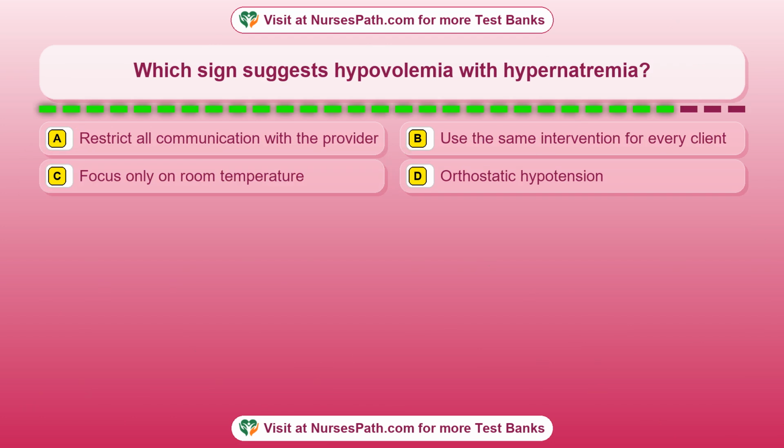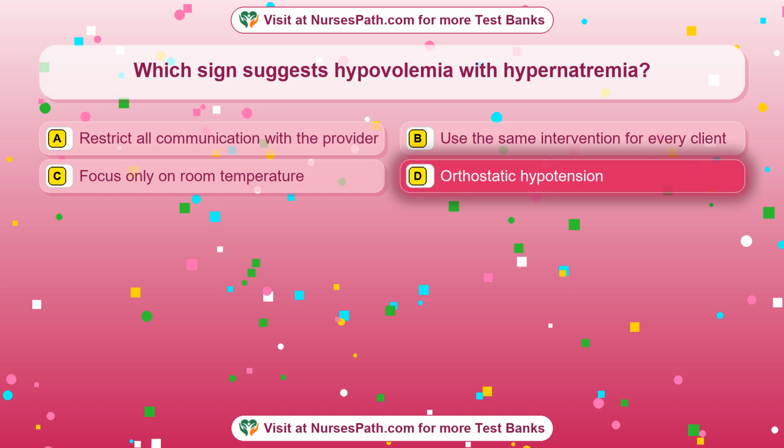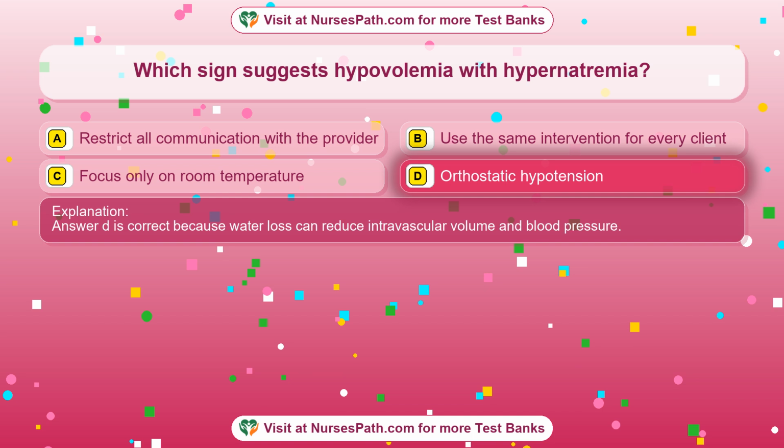Question 16. Which sign suggests hypovolemia with hypernatremia? Option A. Restrict all communication with the provider. Option B. Use the same intervention for every client. Option C. Focus only on room temperature. Option D. Orthostatic hypotension. The correct answer is option D, orthostatic hypotension. Answer D is correct because water loss can reduce intravascular volume and blood pressure.